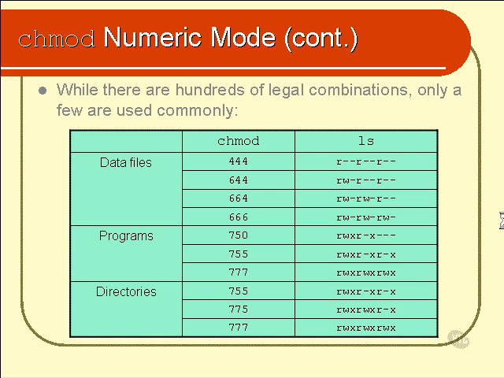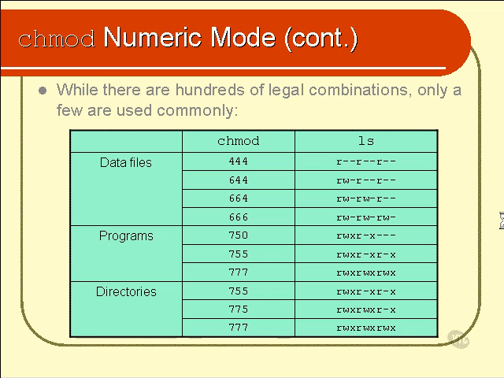For data files, for example, where you don't need to make them executable, you really just need things like 444, read permission for everybody, or 666, which is fully read-writable for everybody, or somewhere in between. That's 664, which is readable and writable by you and the group, but only readable to everybody else, and so on.